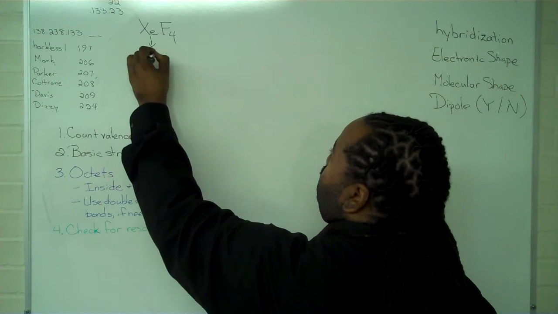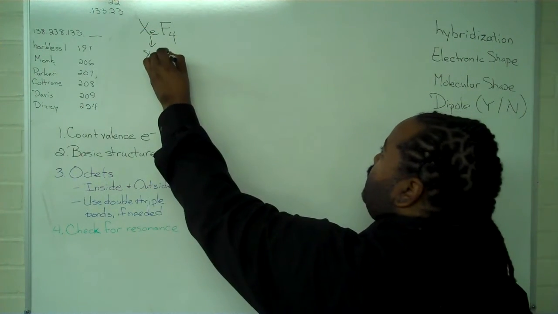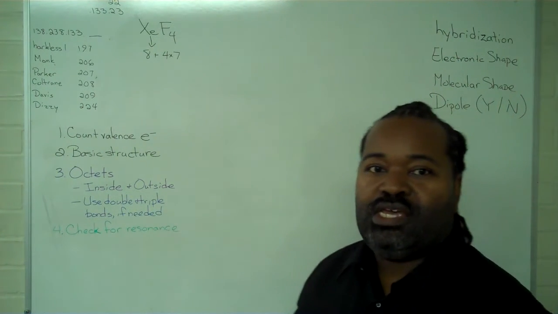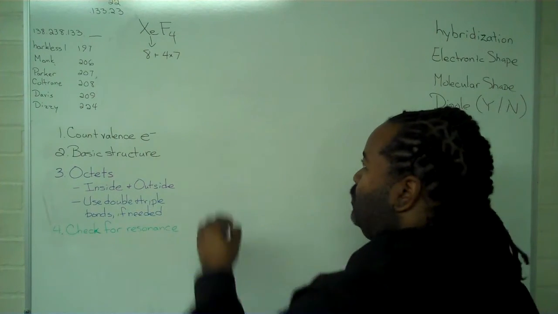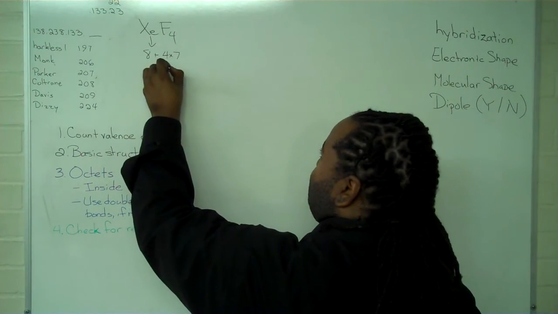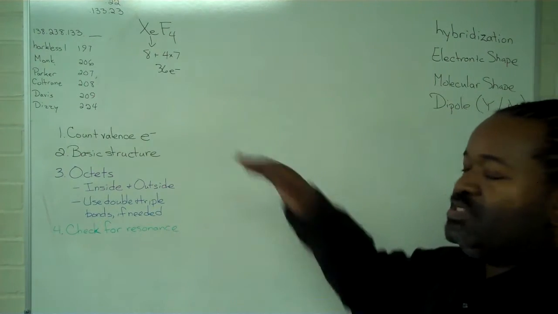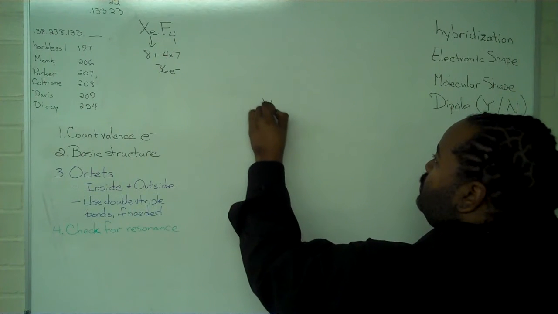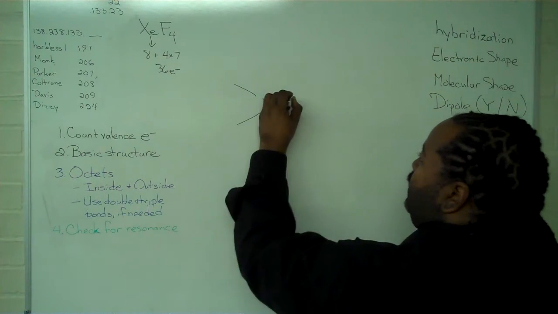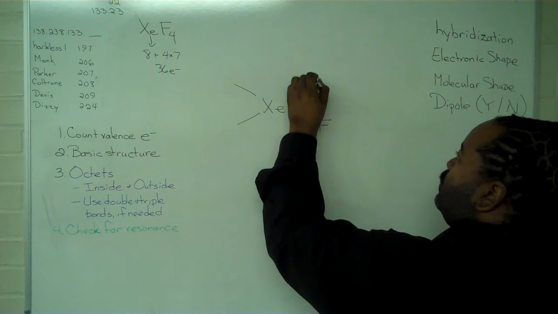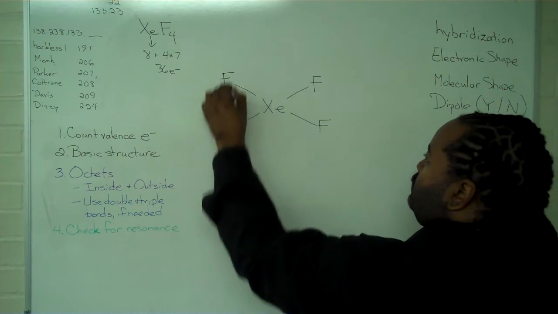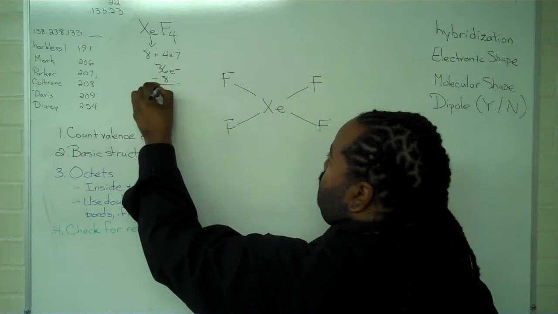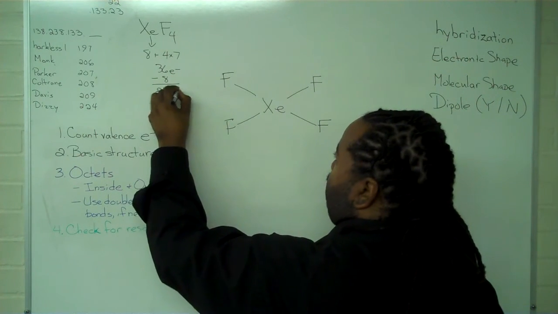So from xenon we'll pick up 8. Each fluorine will give us 7, so that's 4 times 7. And 28 plus 8 gives us a total of 36 electrons to work with. So in the second step we want to write out the basic structure, placing xenon in the middle, and we'll have 4 fluorines attached to it. This step uses up 8 electrons, which brings us down to 28 left to work with.